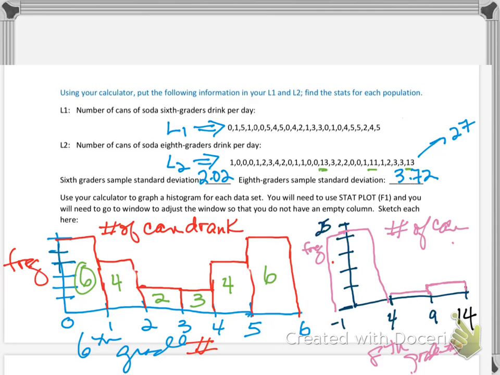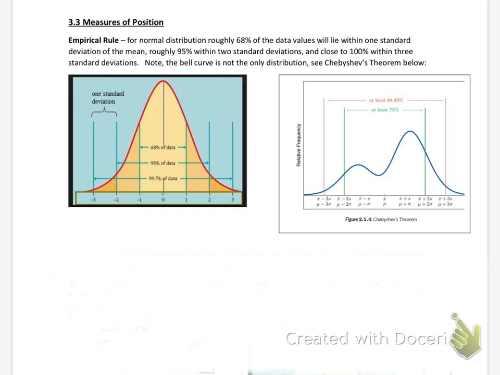So that gives me a nice histogram, very different than the histogram I created from my 6th grade data. Okay, so that's 2 good histogram examples, and we can do it with our calculator if you control your window. Okay, let's go on to the next page.